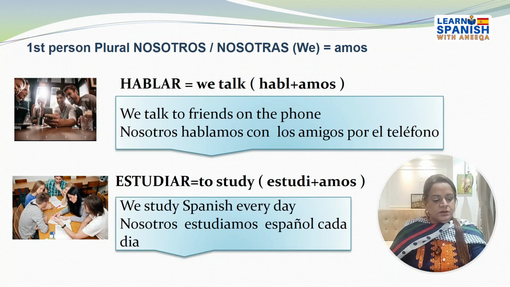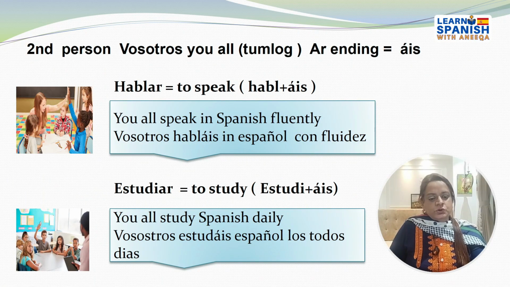Now see, here is a group of children who are studying. So how will we say we study Spanish every day? Again, we will remove the AR ending from the infinitive estudiar, that means to study, and add the AR ending of we and say nosotros estudiamos español cada día. Now second person vosotros, which is the AR ending for this pronoun is áis. See, áis has a tilde above the a, which you should not forget.